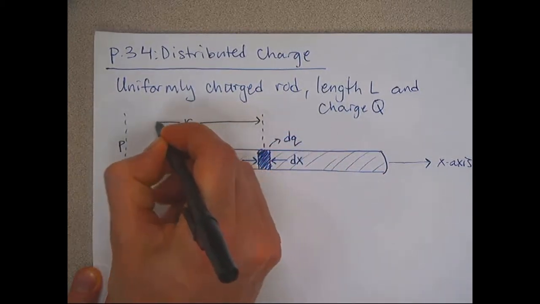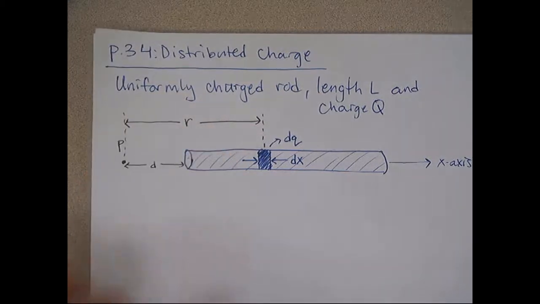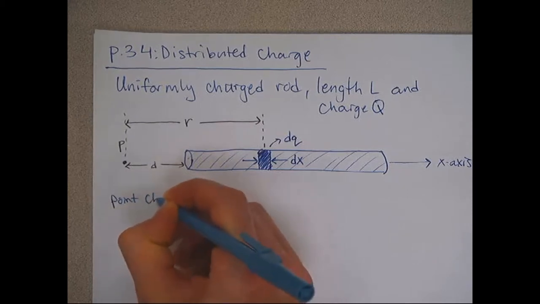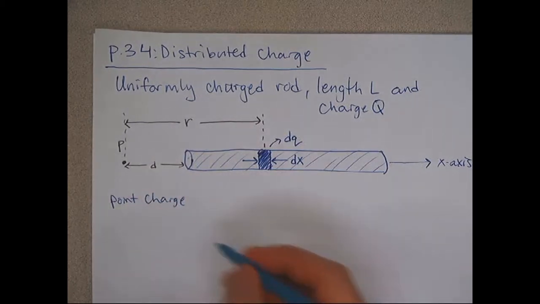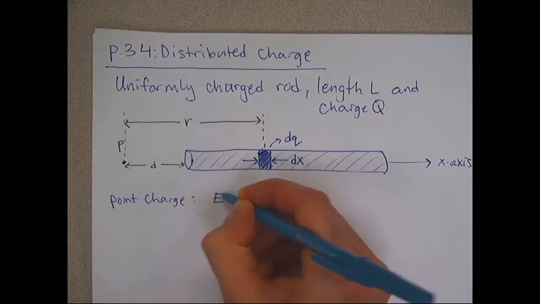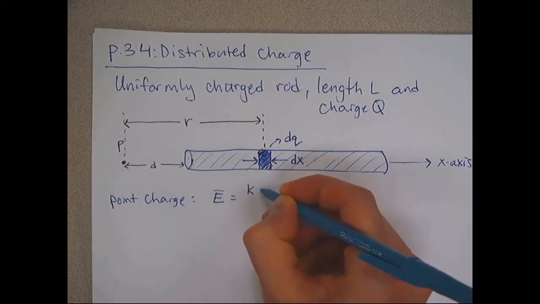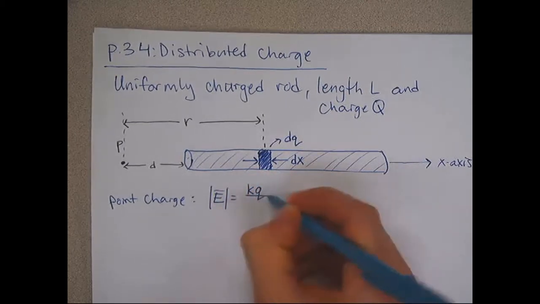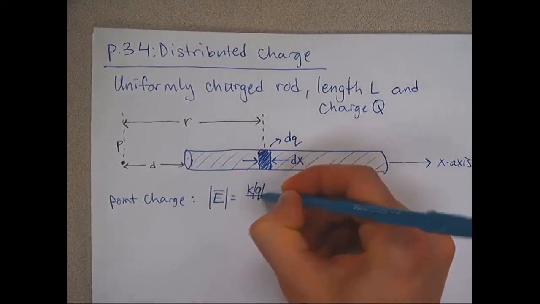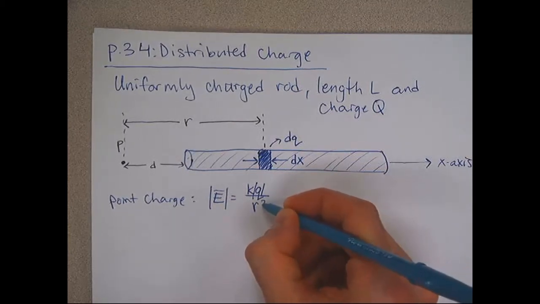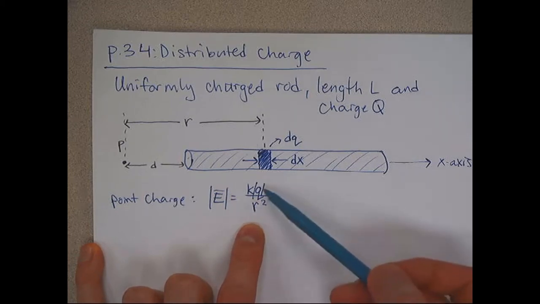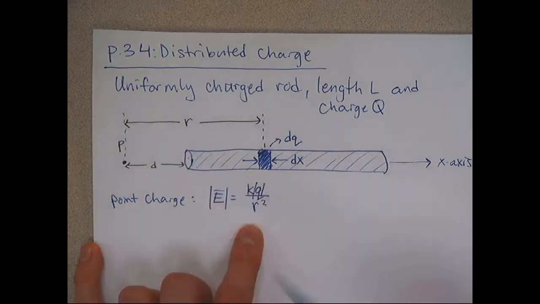Always in our expression for a single point charge, the electric field was in magnitude kq over r squared. So this r is always the distance from the charge q to the location where you want to know the E field. We're calling that point P here.